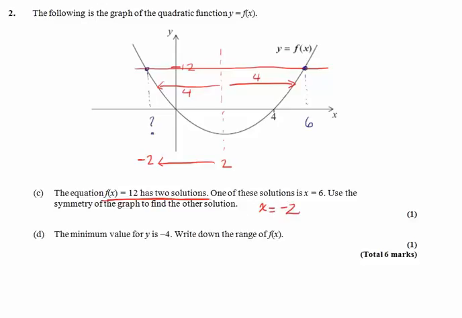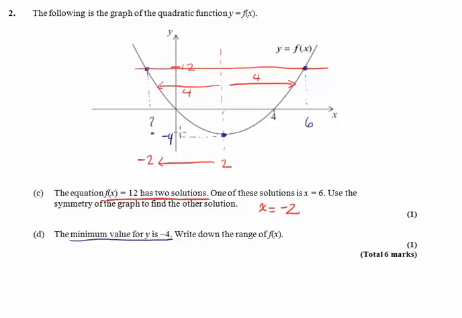And then finally, they say the minimum value for the graph is y is equal to negative 4. Write down the range, so I know at the minimum point that value is negative 4. And then again, range is what is the smallest to largest value that the graph can take for y. And we're going to start at negative 4.